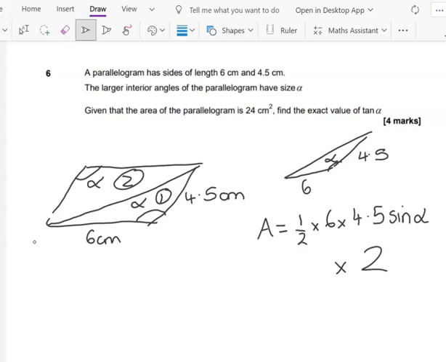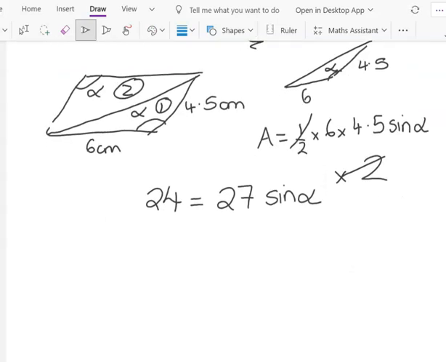So a half times 2 straight away. So we've just got the area of the whole thing, which is equal to 24, we are told in the question, is equal to a half times 6 times 4.5 times 2 sine alpha. So we can get rid of the half and the 2. 6 times 4.5 is 27, 9 times 3. So 27 sine alpha. If we rearrange that a little bit, we know that 24 over 27 is sine alpha.